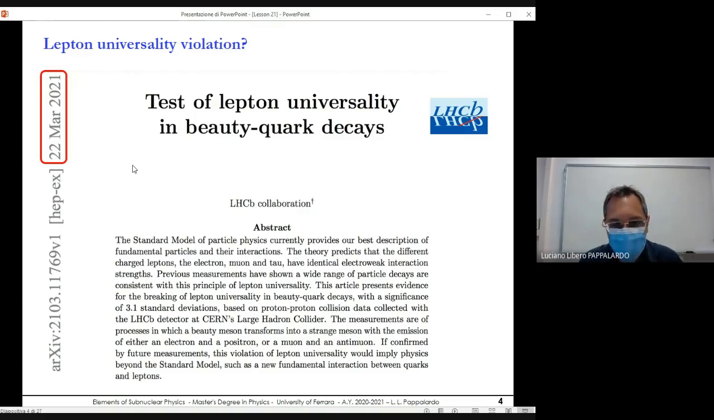The standard model of particle physics currently provides our best description of fundamental particles and their interactions. The theory predicts that the different charged leptons, the electron, the muon, and tau, have identical electroweak interaction strengths.